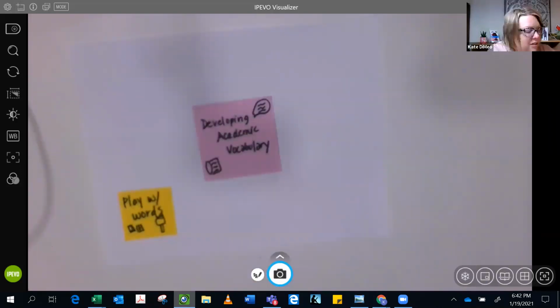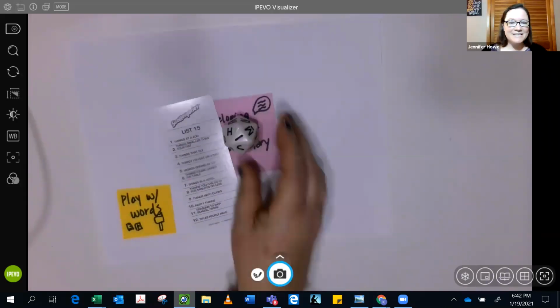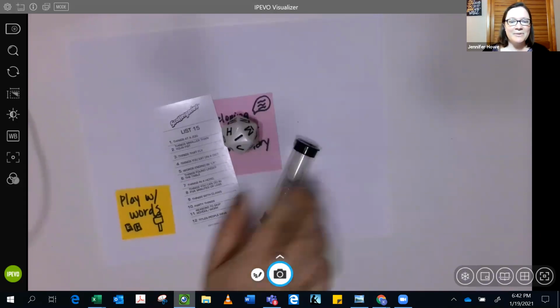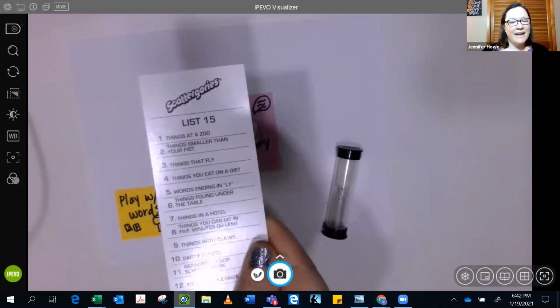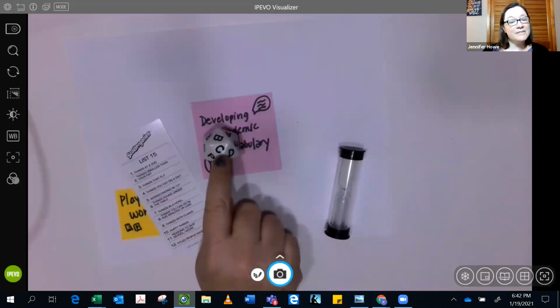Another game that Jen's family loves. Jen, you want to tell them about categories? Categories. So we're looking at list number 15 right here. And Kate's going to roll the dice. And when she rolls the letter dice, we have the letter C.